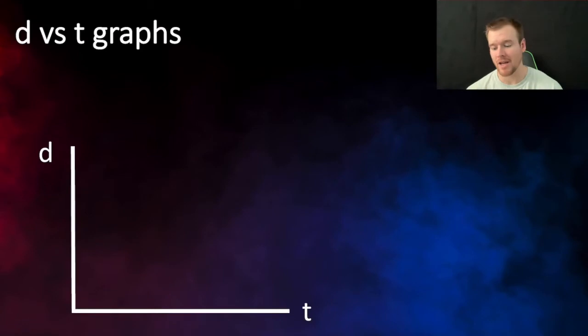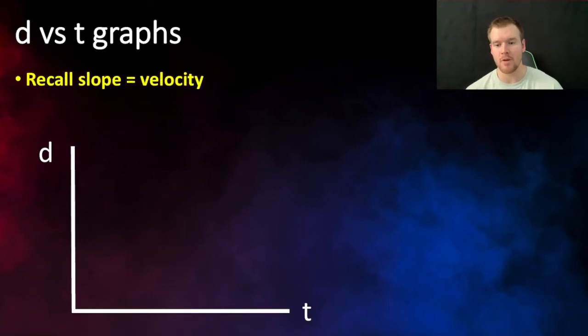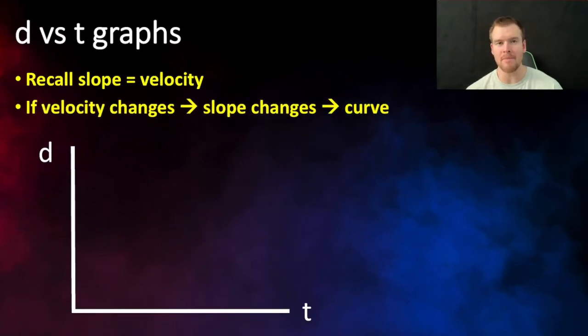Okay, so we're back looking at graphs, and we're going to start again initially by looking at a position versus time graph, or what's called a D versus T graph. Remember from the last video that the slope of this graph was equal to velocity, but now that we're looking at accelerated motion, that means that the velocity is going to be changing. That's the definition of acceleration, changing velocity. So if the velocity is going to be changing, that means the slope is going to be changing, which means we are going to have a curve.